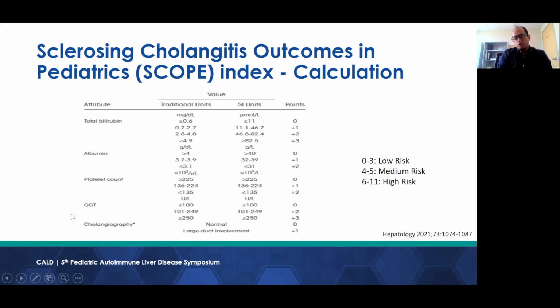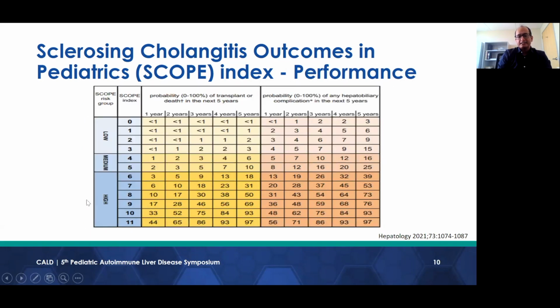Based on a retrospective cohort, Mark Deneau and colleagues derived the SCOPE index, the Sclerosing Cholangitis Outcomes in Pediatrics index, and the attributes which go into calculating this index include total bilirubin, albumin, platelet count, GGT, and cholangiography, which means presence or absence of large duct disease. Values for each of these is assigned a score, and then a composite of this goes into calculating the total score. A score of between 0 to 3 is classified as low risk, between 4 and 5 as medium risk, and between 6 and 11 as high risk.